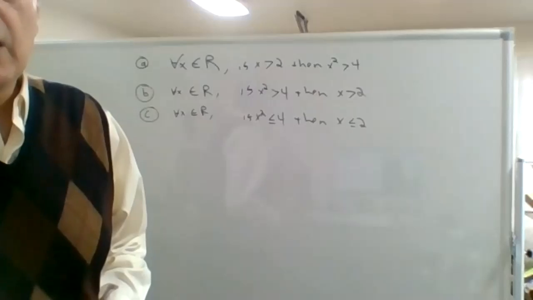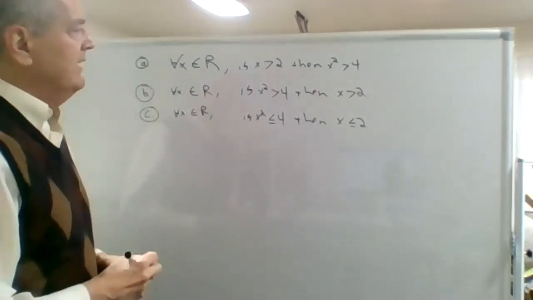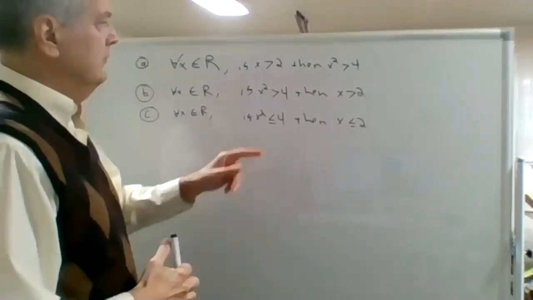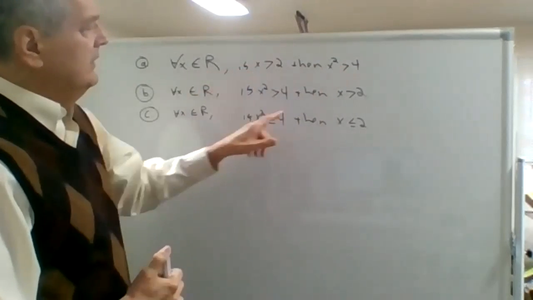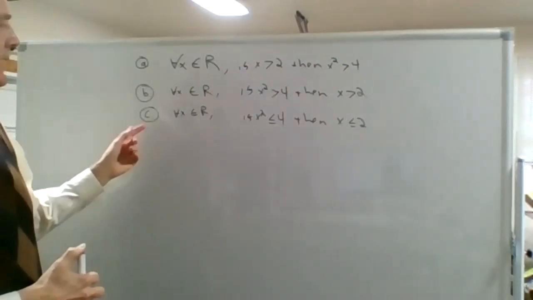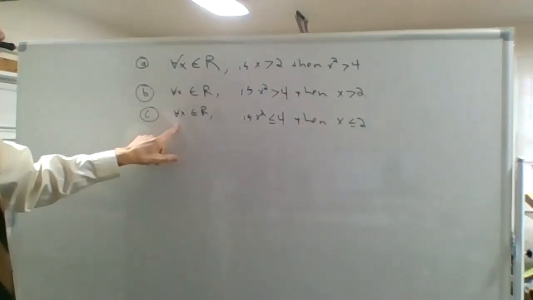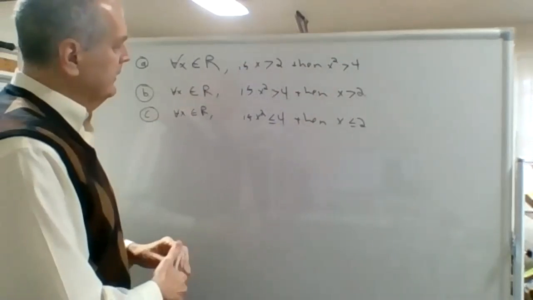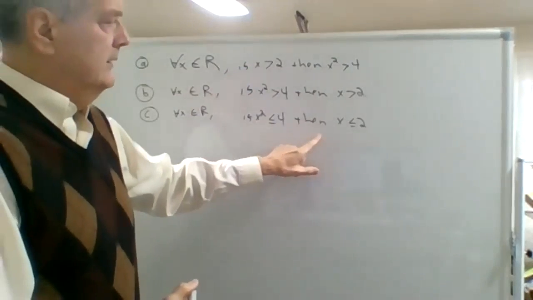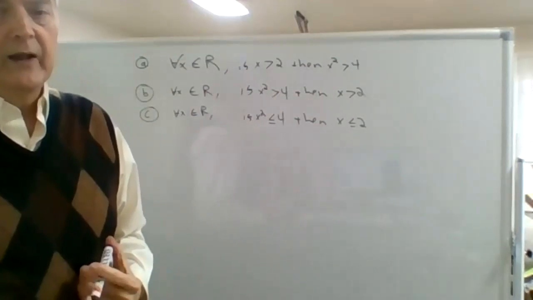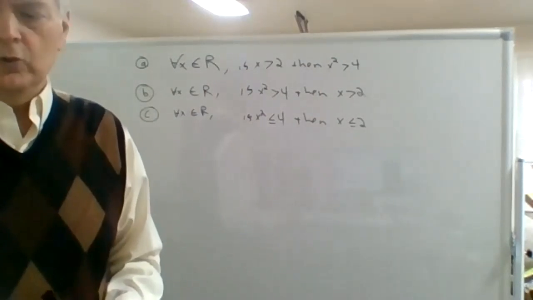And then for the contrapositive, we take the negation of the consequent and the negation of the antecedent and switch those. So for the contrapositive, for all x, an element of the real numbers, if x squared is less than or equal to 4, then x is less than or equal to 2.